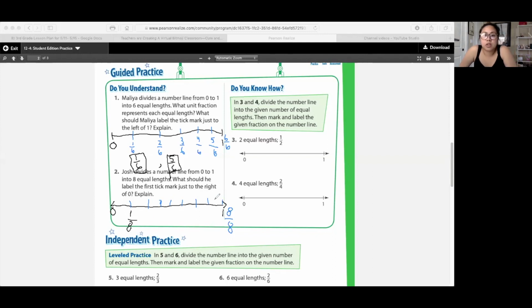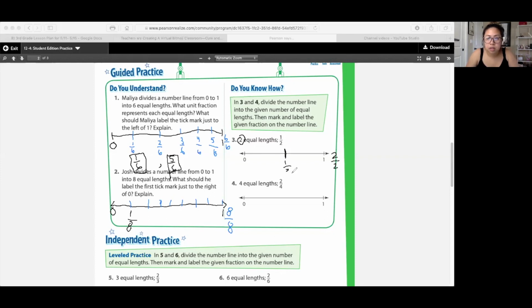Let's go ahead and move on to 3 and 4. Do you know how in 3 and 4, divide the number line into the given number of equal lengths? Then mark and label the given fraction of the number line. So they want us to cut this number line into 2 equal lengths and then label where 1/2 would be. Okay, so we have 0 and we have 1. That's our whole, so we already know this part is going to be 2 out of 2 because we have 2 equal parts. So we need to draw where 1/2 would be, and that would kind of be in the middle because this is 1/2 right here, and this right here is 2/2.